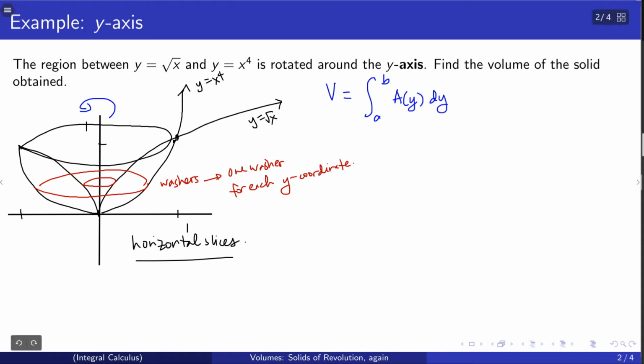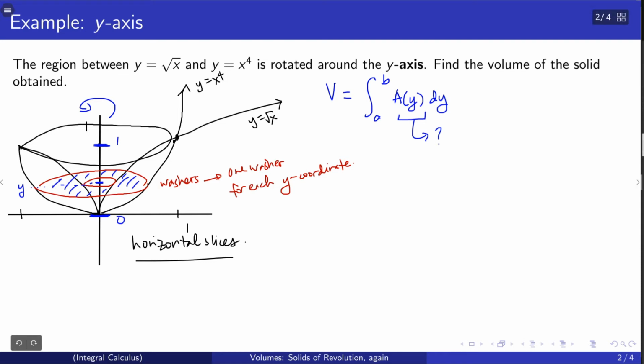And the question is, again, the same question. Can you give me a general formula for whatever the area of this washer is, for any y coordinate that I pick between y equals 0 and y equals 1? Because I'm getting a slice for all of these y values. So how do we get this area function?